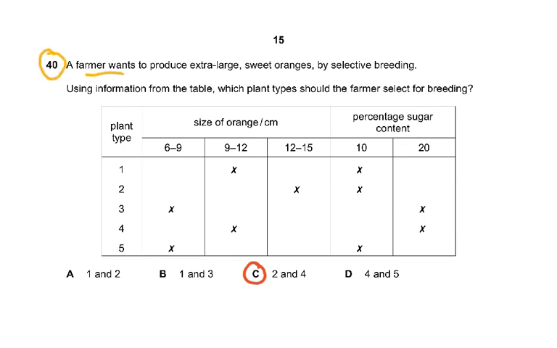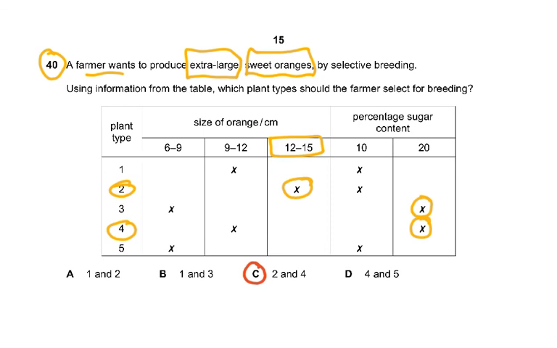A farmer wants to produce extra large sweet oranges. Now look at the points. Extra large means we must have this point in it, but there's only one here, so it had to be two. And then it says sweet oranges, so sugar content percentage can be 10 and 20. So we have to select either this or this. Now why would I select 4? Because this is highest and it's got 9 and 12. So it had to be large, extra large.